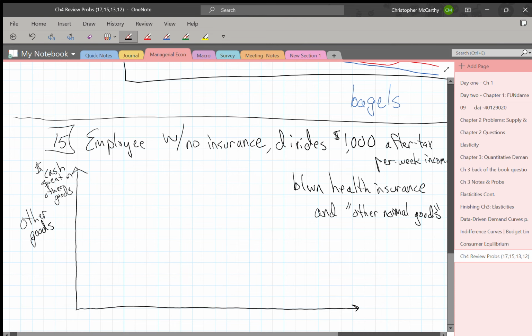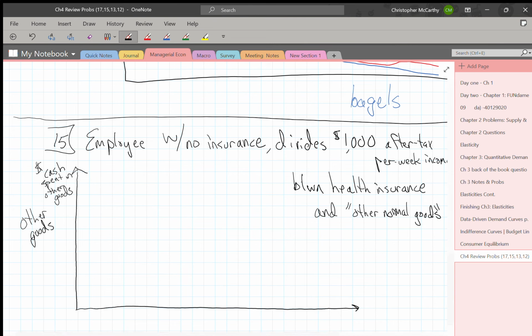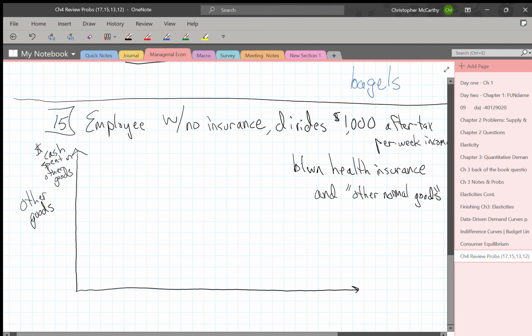And so, what do we find? We find that they can spend $1,000. 1, 2, 3, 4, 5, 6, 7, 8, 9, 10. So each one of these is $100. So they can spend $1,000 on other goods and get 0 insurance.